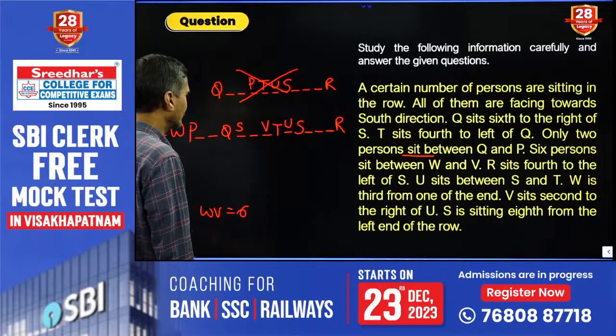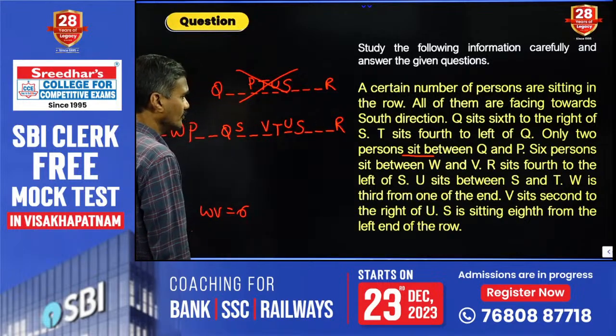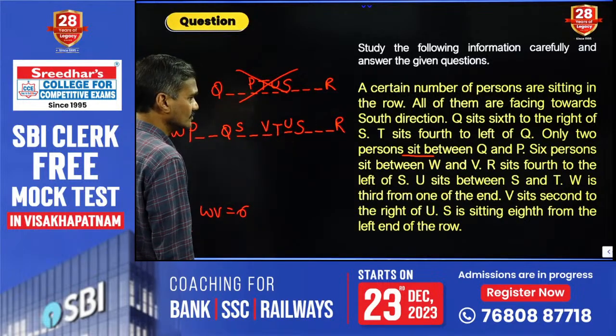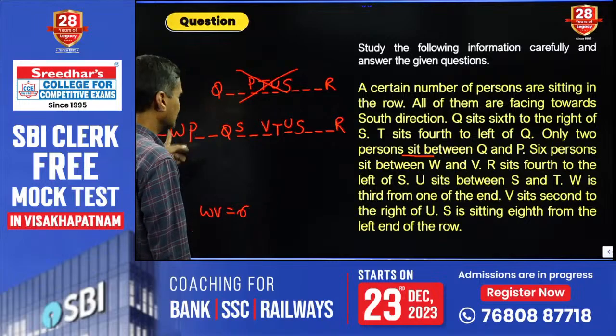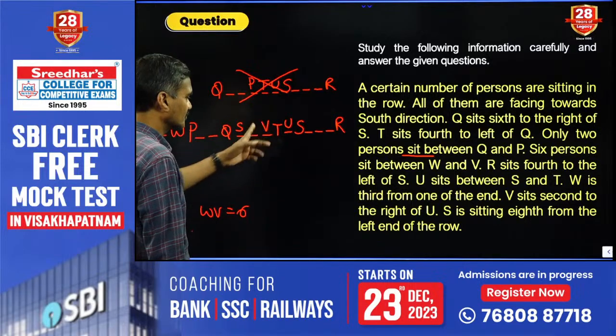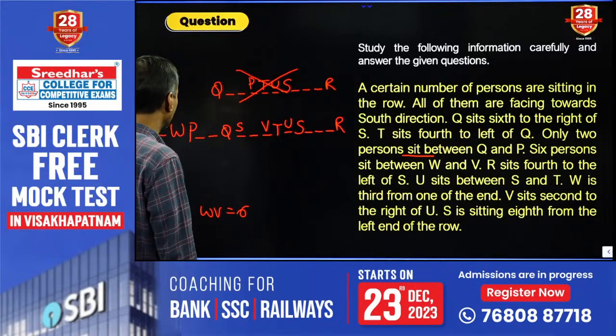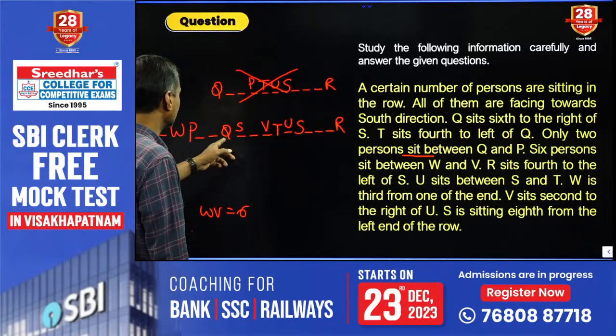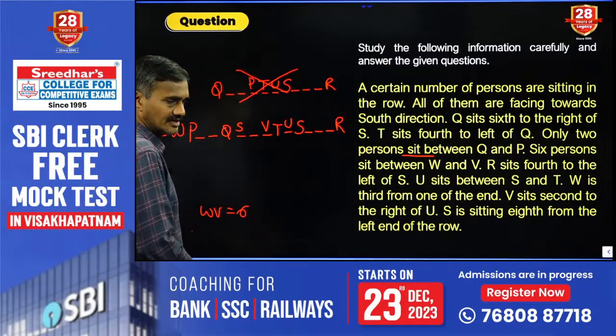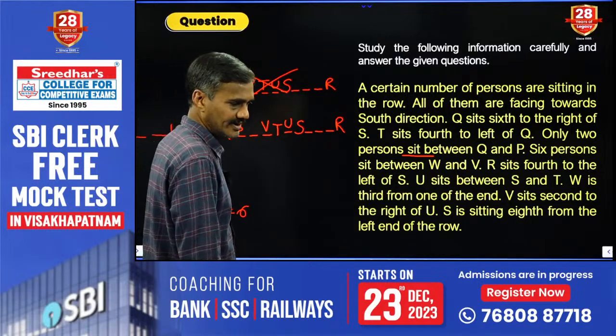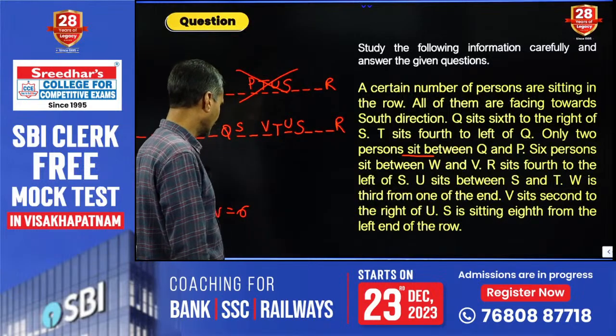R is 4th to the left of S, that is also fine. U is in between S and T, that is also fine. W is third from one of the extreme ends, that is also fine. And V sits second to the right of U, that is also fine. S is sitting 8th from the left, 1, 2, 3, 4, 5, 6, 7, 8. Clear? And this is the final arrangement we have. According to this, tell me what is your answer here.